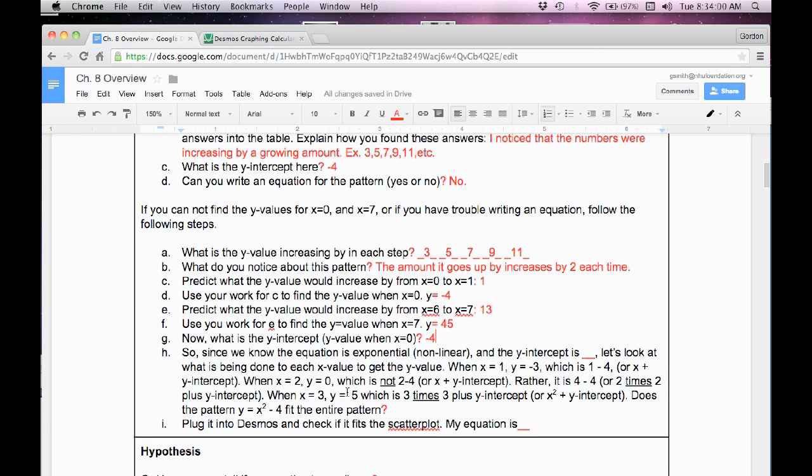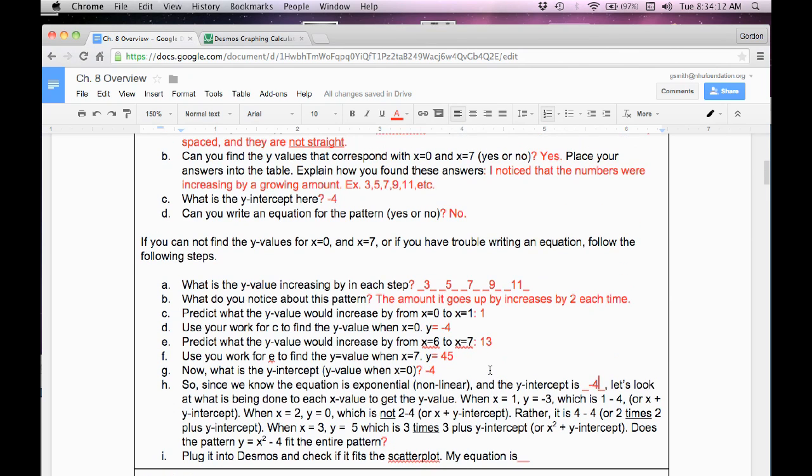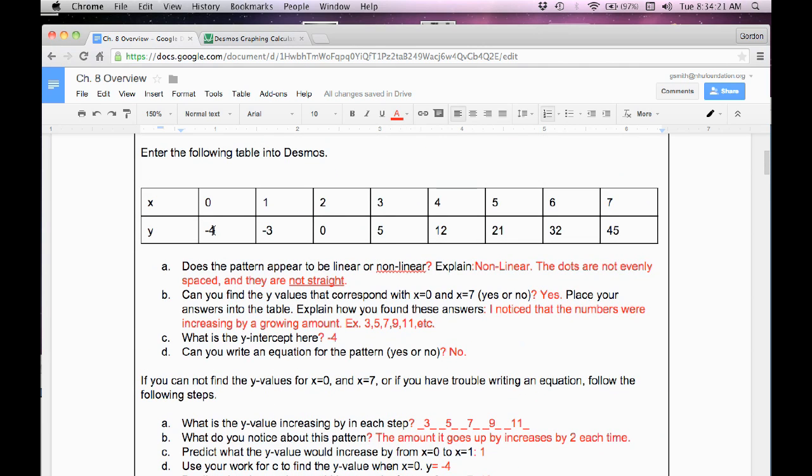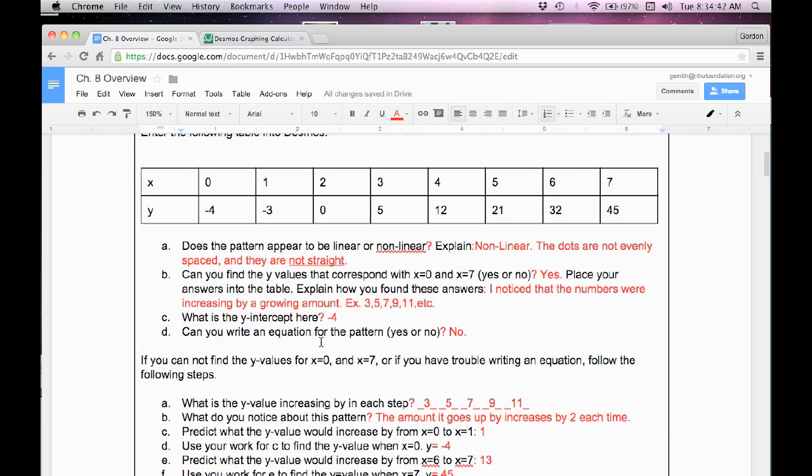Okay, so since we know that the equation is exponential and that the y-intercept is -4, let's look at what's being done to each x value to get the y value. When x equals 1, y equals -3, which is 1 take away 4, or x plus the y-intercept. Let's prove this. X being 1 plus the y-intercept -4. 1 plus -4 is -3. Alright, so basically, maybe it's just x plus -4 every time. It works here too. What is 0? 0 plus -4 is -4, so maybe it'll work here. What is 2 plus -4? That's not 0, so that's not working quite.